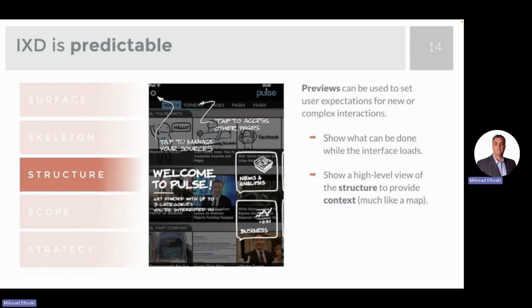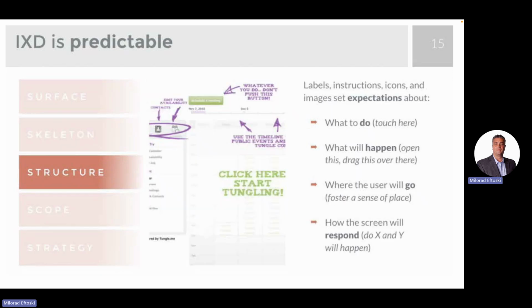So you have to consider this if you're creating some kind of interactive product. You have to make sure you add these hints or tips. So tap to manage your sources, tap to access other pages, welcome to Pulse, news analytic and analysis, business, whatever it is. You have to create little bubbles, little gestures for people to understand what this interface will do. Adobe does it all the time with their tools. Next, they give you tool tips and stuff. It's a very popular thing that you have to consider designing when needed.